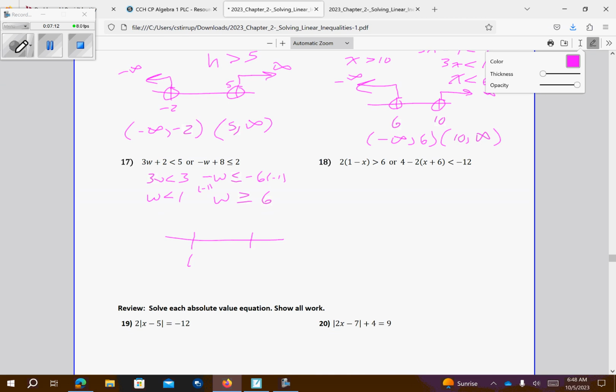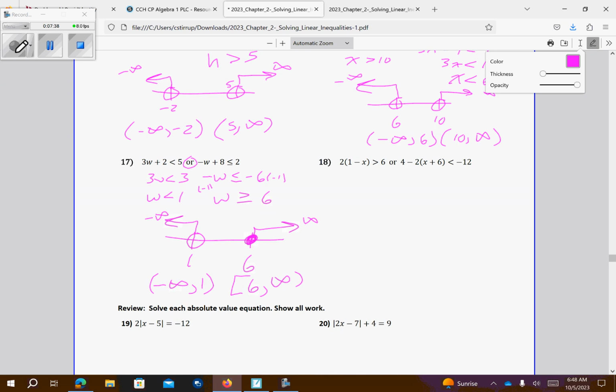I have a 1, I have a 6, I have an open dot at the 1 going left, that goes to -infinity. I have a solid dot on the 6, goes this way, so that goes to positive infinity because it's an OR problem. The word OR is right here. It's going to go from -infinity to 1, soft brackets or parentheses on both. Hard bracket on the 6 because it's a solid dot, also has the equal sign, to infinity.